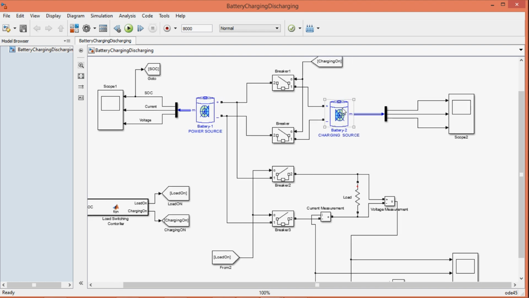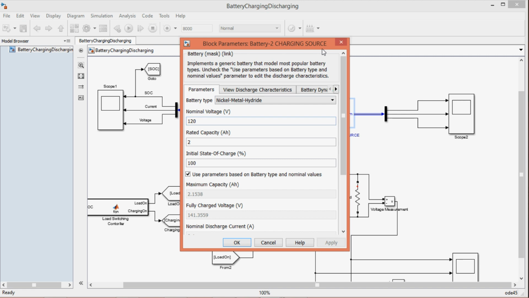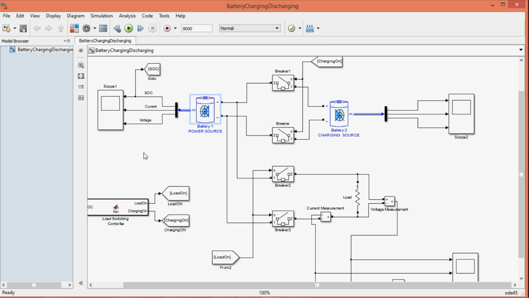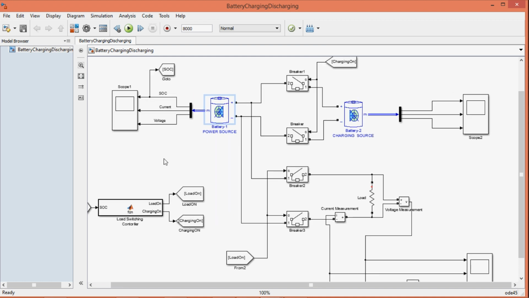As the battery 2 voltage level is higher than that of the battery 1, so the current will flow from battery 2 to battery 1. Hence the battery 1 will get started charging. The battery 1 will continue charging till its SOC reaches 80%. Once the SOC reached 80%, battery 1 will get disconnected from the battery 2 and again the load will get connected to the battery 1. We have covered all the major blocks in the model.